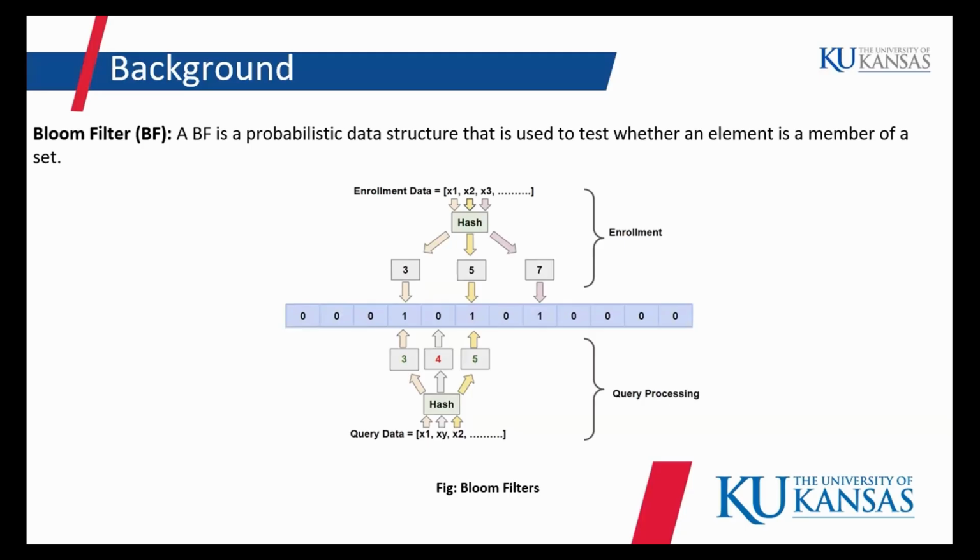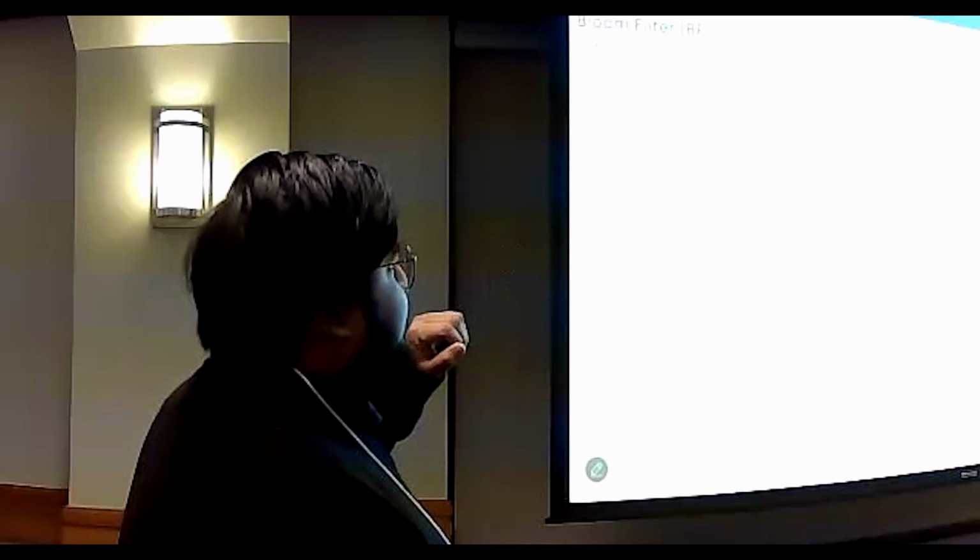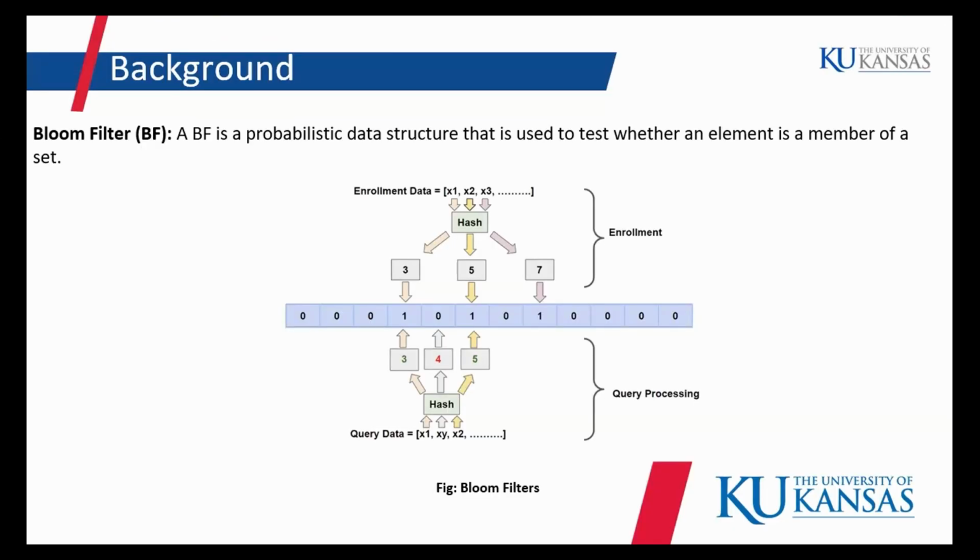In the enrollment, before enrolling the data, we initialize a bit array and put zeros into all the positions of the array. During enrollment, if we have a set of data, for example X1, X2, and X3, and so on, we put these data into a hash function, and the hash function generates a random output. The random output number is basically nothing but the index number of that bit array. So we simply go to that index and flip the bit from 0 to 1.